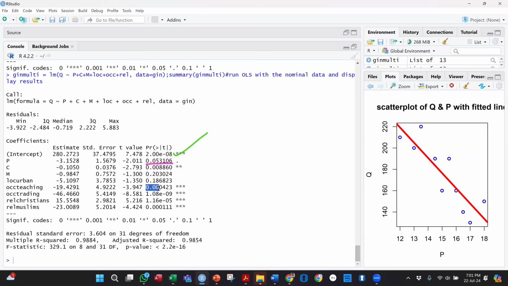Occupation teaching is significant. Occupation trading is significant. Religion Muslim is significant. They are all 0, 0, 0, 0. Religion Christian is also significant. Now, the thing about R is that it goes beyond just telling you whether it's significant or insignificant, and also gives you significant at what percent.